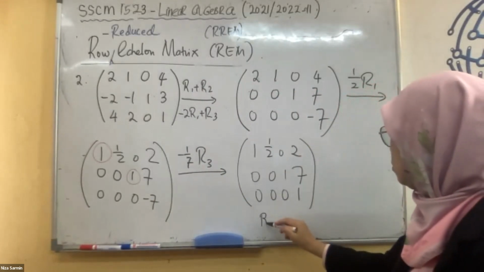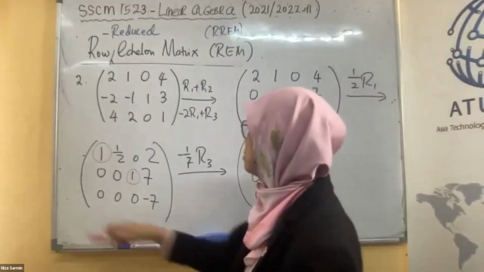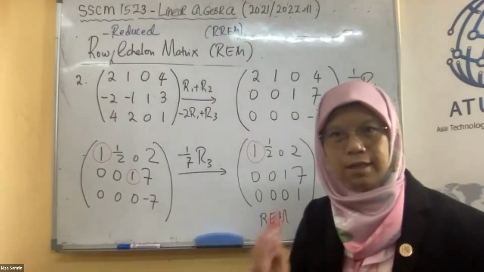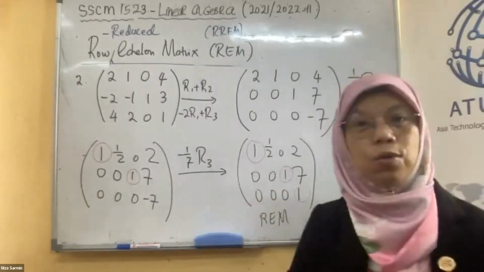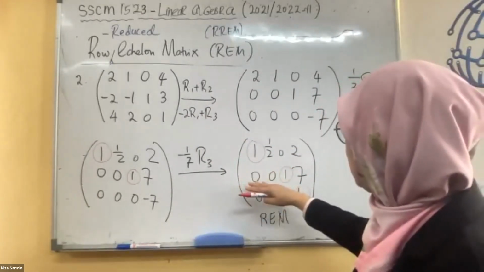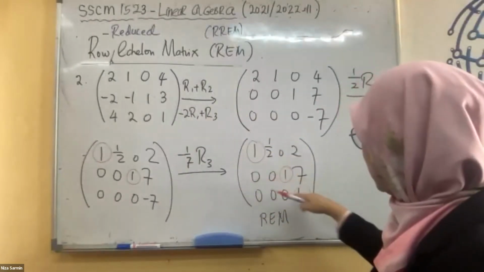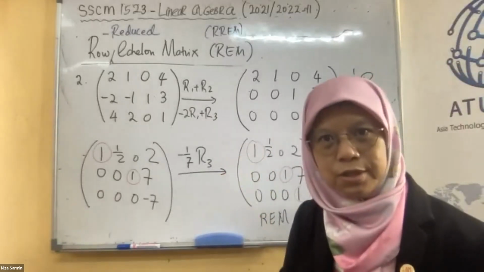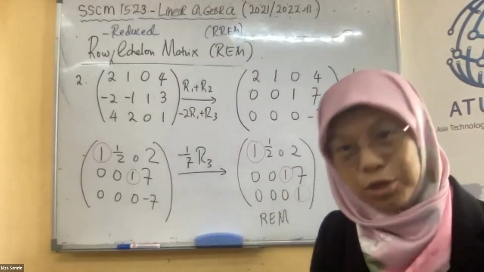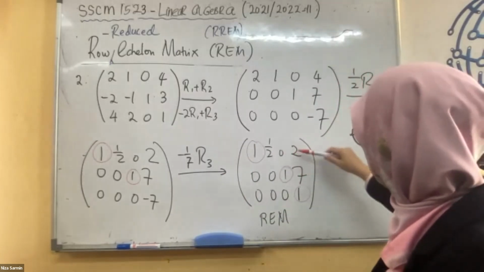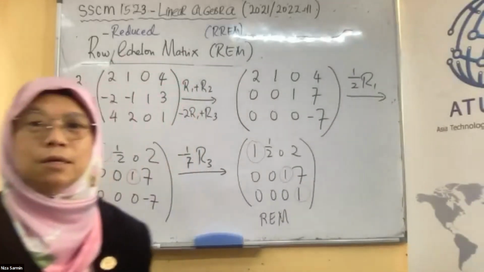Okay, this is already a row echelon matrix. Why? Because the leading one in every row, yes, they're all 1. And the leading one underneath is to the right, or the one before is to the left. And everywhere else down here, there's nothing. But this is not reduced yet, because you need these two to be also 0. So one more time to get the row reduced.